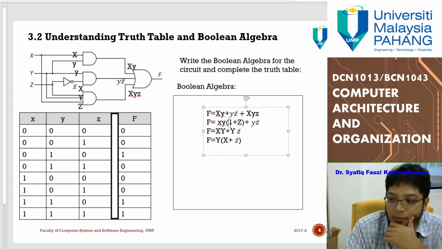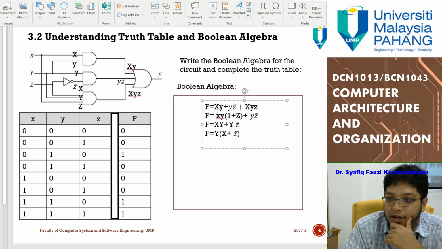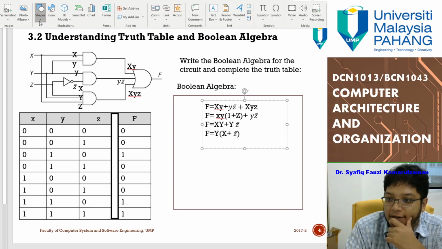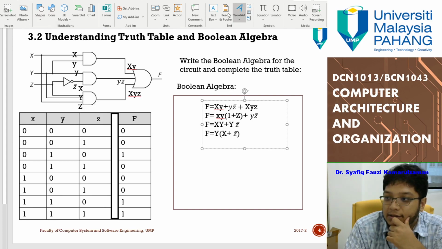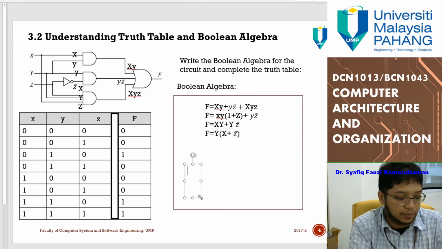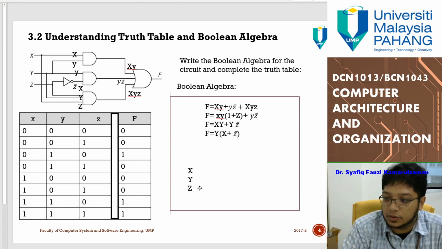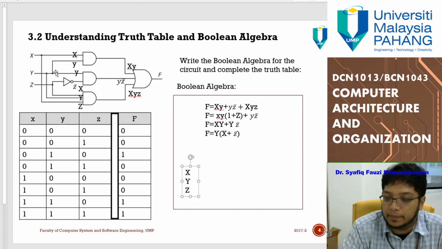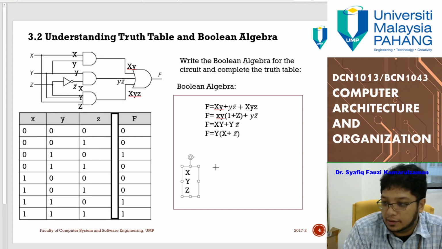Now this one is a more simplified circuit version, better than this one. So let's try and draw a new circuit here. You see, there is only one times and one add, and also one NOT here. In this case, you have 3 inputs. Let's insert a new text box here. You have 3 inputs X, Y, and Z. So you have 1 times, 1 NOT, and 1 addition.